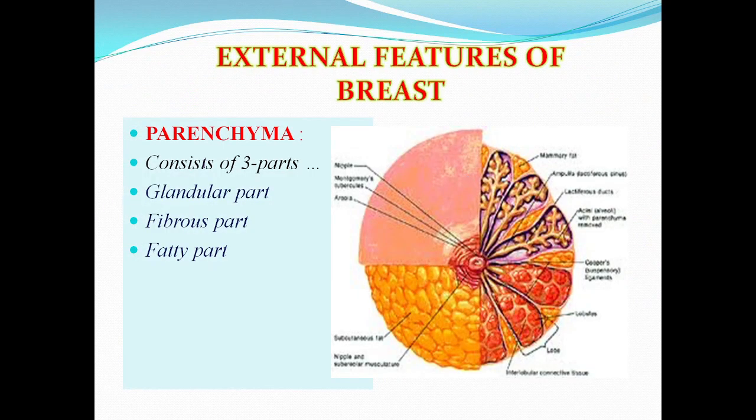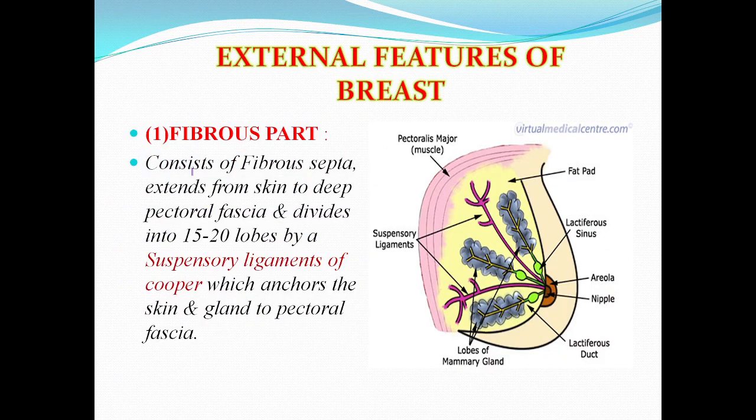Try to see the parenchyma. The parenchyma includes three subparts: the glandular part, fibrous part, and fatty part. Glandular part, fibrous part and fatty part, to be remembered. How will we deal with them one by one? First we'll look into the fibrous part, which will be easier to understand. The fibrous part consists of fibrous septa, which extend from the skin into the pectoral fascia and divide the gland into 15 to 20 lobes by the suspensory ligament of Cooper, which anchors the skin and the gland to the pectoral fascia.